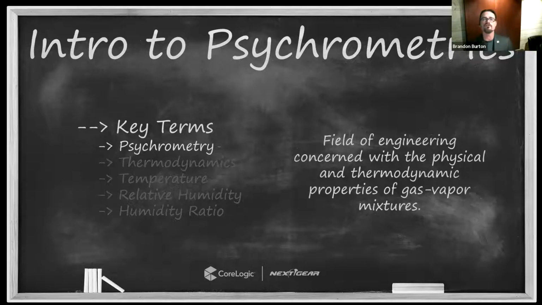Psychrometry is a field of engineering concerned with the physical and thermodynamic properties of gas-vapor mixtures. Sounds simple enough, right? In other words, psychrometry is really just a way for us to measure and understand something. We're going to define thermodynamics here in a second, so we'll know what that something is. But that something is related to gas-vapor mixtures. The thermo in thermodynamics should give you a strong clue as to what we're measuring in that gas-vapor mixture.